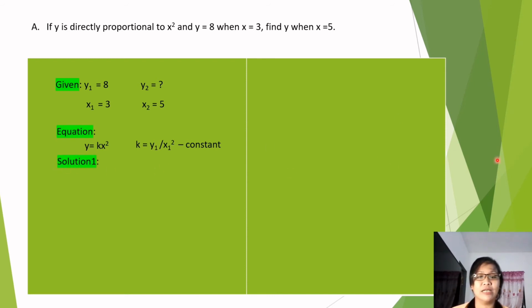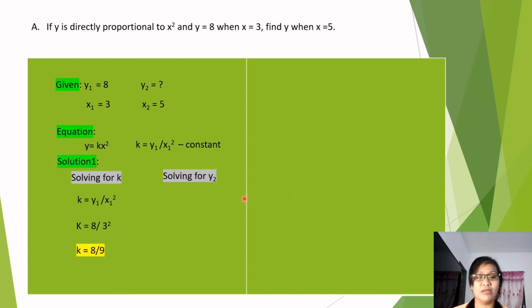Next solution, of course, solving for k. Kopyahin lang natin ito. So k is equal to y sub 1 over x sub 1 squared. Then substitute. K is equal to 8 all over 3, and then, of course, don't forget the squared. Following PEMDAS, kailangan muna natin gawin ang squared. So 3 squared is 9. And then, of course, 8. So we have 8 all over 9. And remember that 8 over 9 cannot be lowest term anymore.